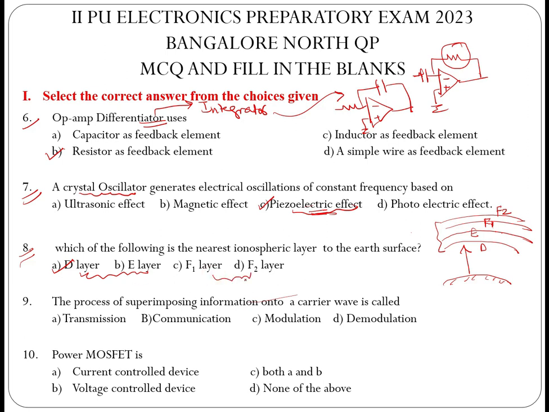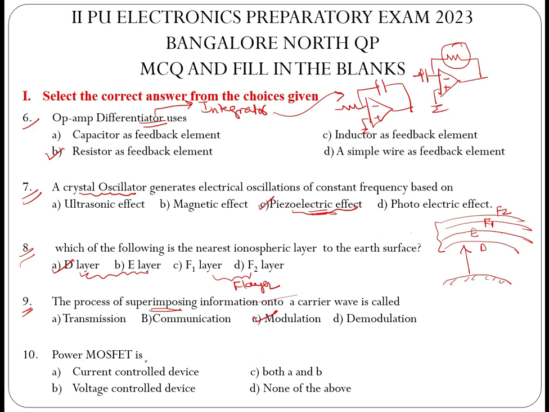F1 and F2 merges, becomes F layer during night. So this can also be asked as an MCQ. Ninth question. The process of superimposing information onto the carrier wave is called. When we are using the word superimposing, it is nothing but modulation.